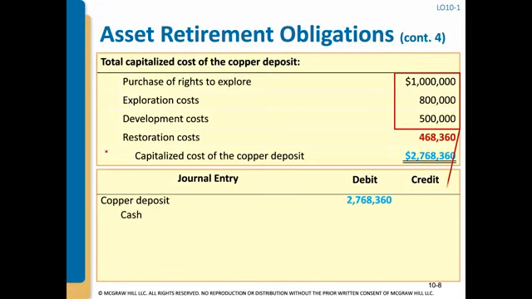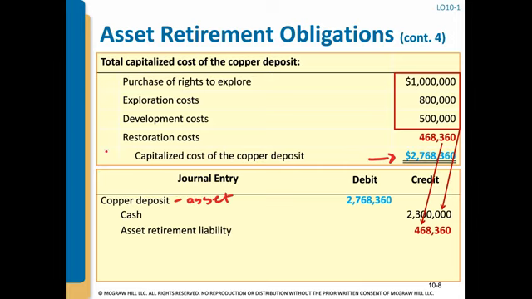So now we have our total costs of 2.768 million. We're going to debit the asset called copper deposit for 2.768 million. However, whatever company we got this from, we are only paying 2.3 million today. This is the 2.3 million. That's how much cash we're giving them.